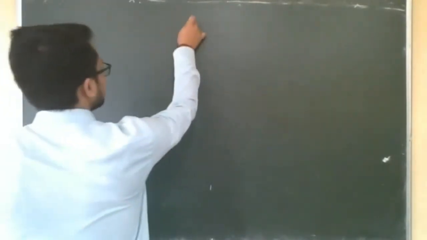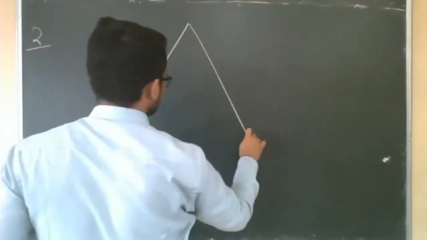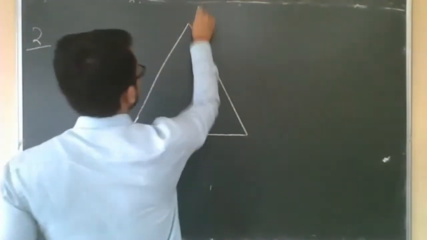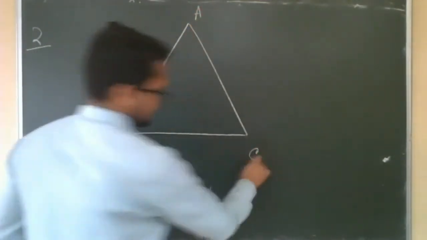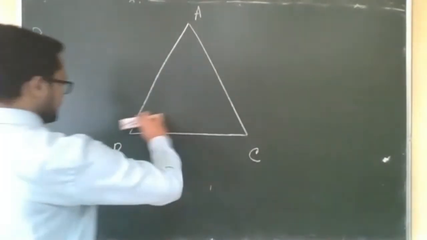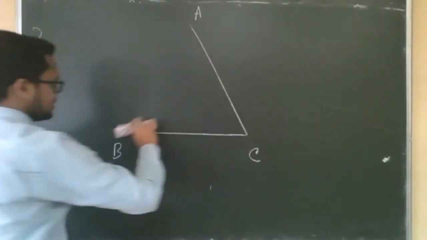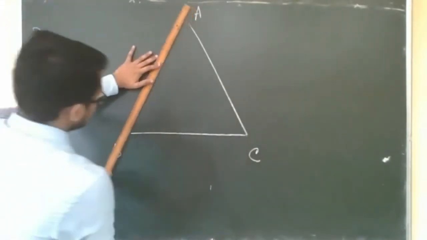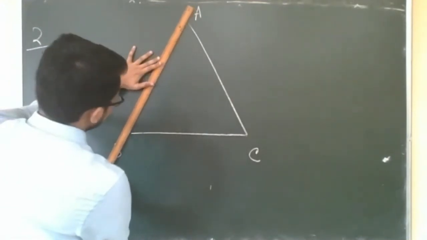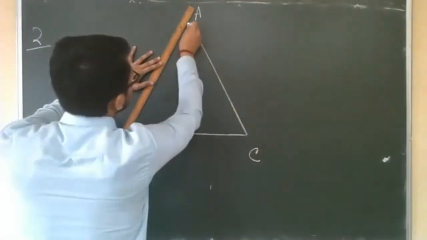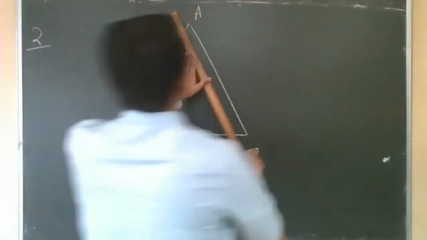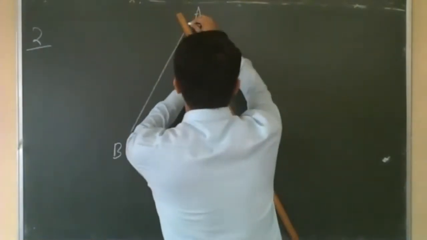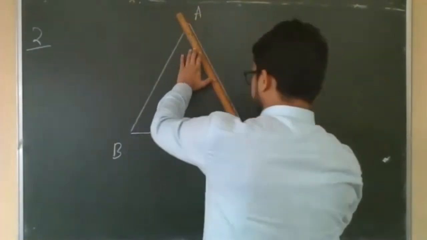So this is our prism. Give it names A, B, C. It is not looking good, right? You are doing geometry and you are drawing the diagram freehand. You have a scale in your hand, use that. Yes, I am using it. Now it is looking good.